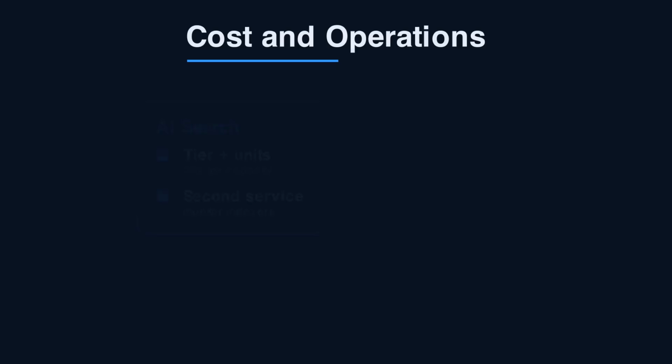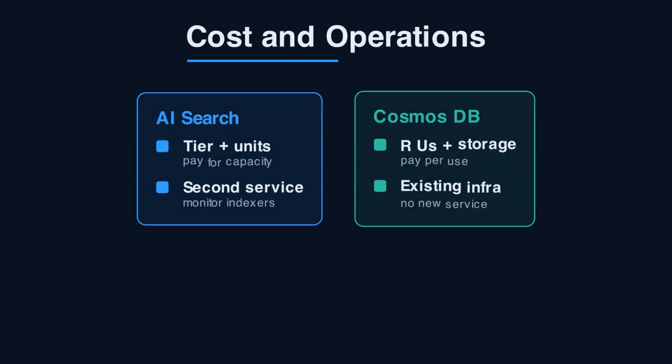On cost, the models differ. AI Search bills per provisioned tier and replica partition units, so you pay for capacity whether or not you're querying, plus extra charges if you enable semantic ranking. Cosmos DB bills request units and storage, so a low traffic vector workload can be cheaper, but heavy ingestion of high-dimensional vectors burns RUs and storage fast.